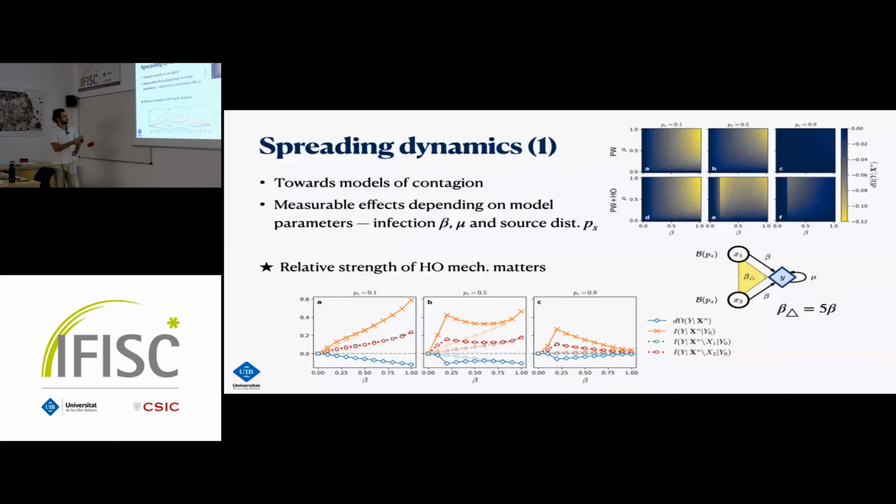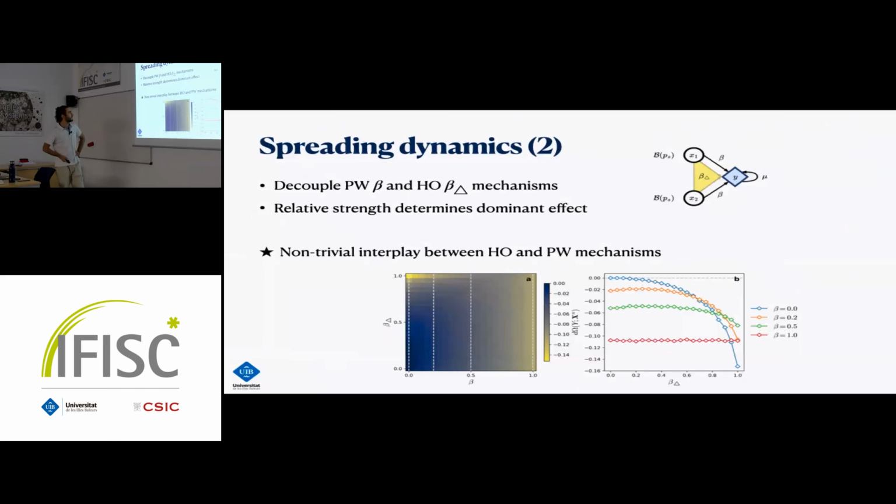And if we focus here on panel B on the point at which the increase in synergy is greatest for the higher order mechanism relative to the pairwise, we see that this happens at the point when the strength of the higher order mechanism is greatest relative to the strength of the pairwise mechanism. So this was an interesting result that we wanted to look into further. And we did that by decoupling the pairwise and higher order strengths and looking at the full dependence of this model on those parameters. And we see, as we said, that the relative strength of these mechanisms is what matters more than their absolute value.